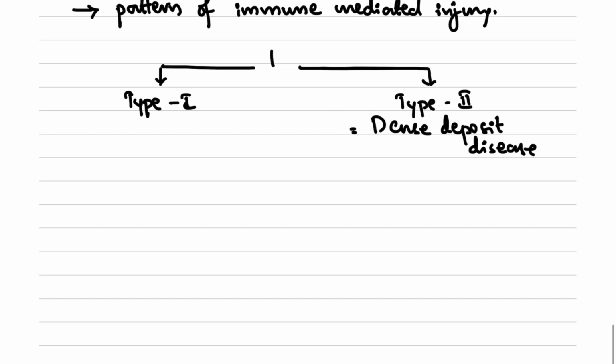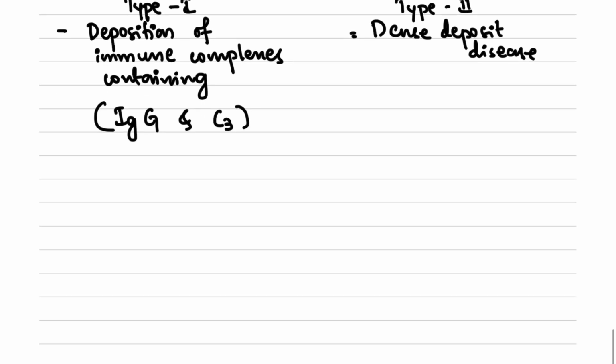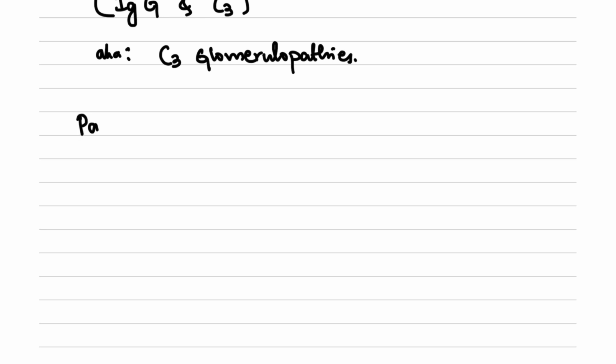Type 1 is mainly due to deposition of immune complexes containing IgG as well as complement-3 proteins. That's why this is also known as complement-3 glomerulopathies.